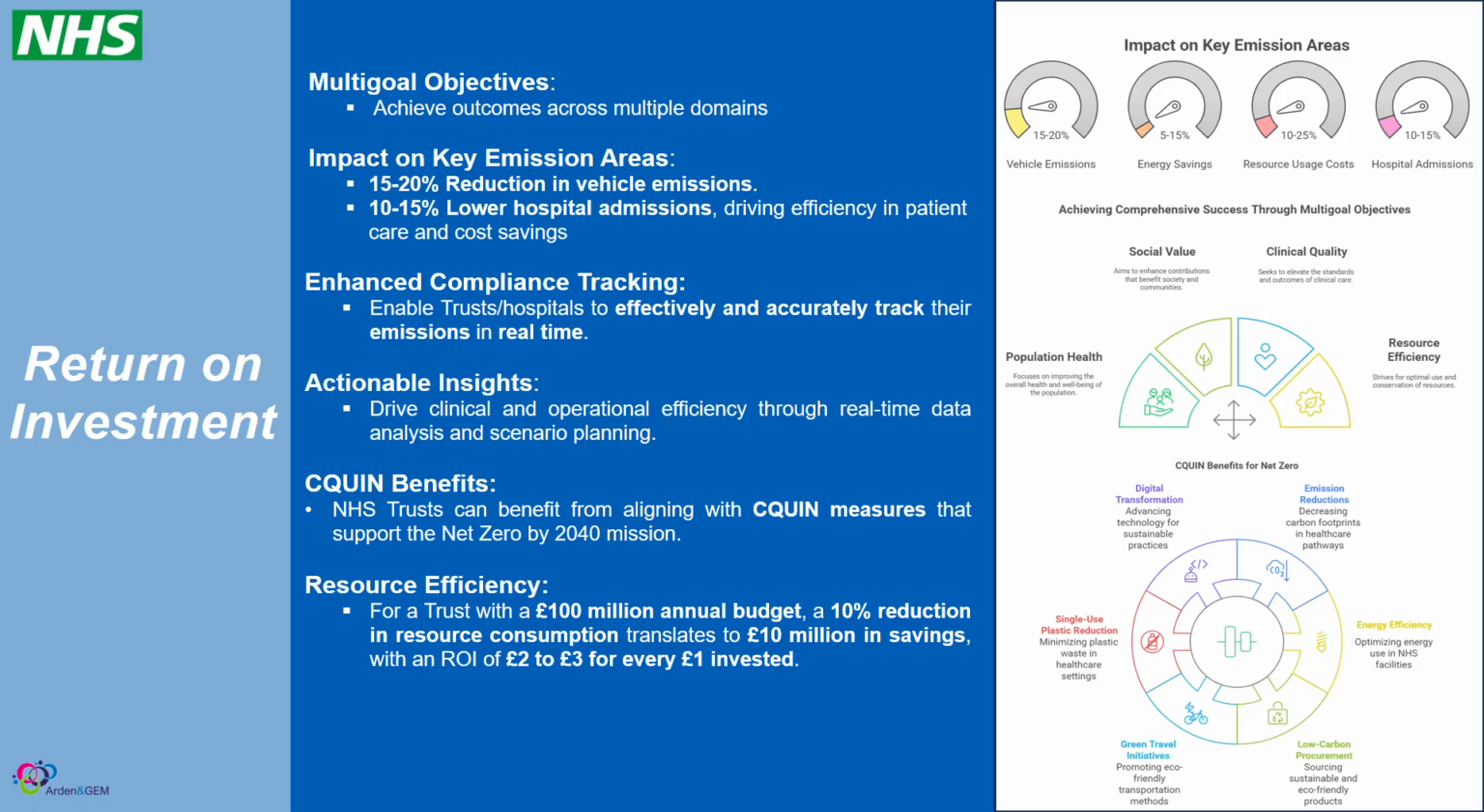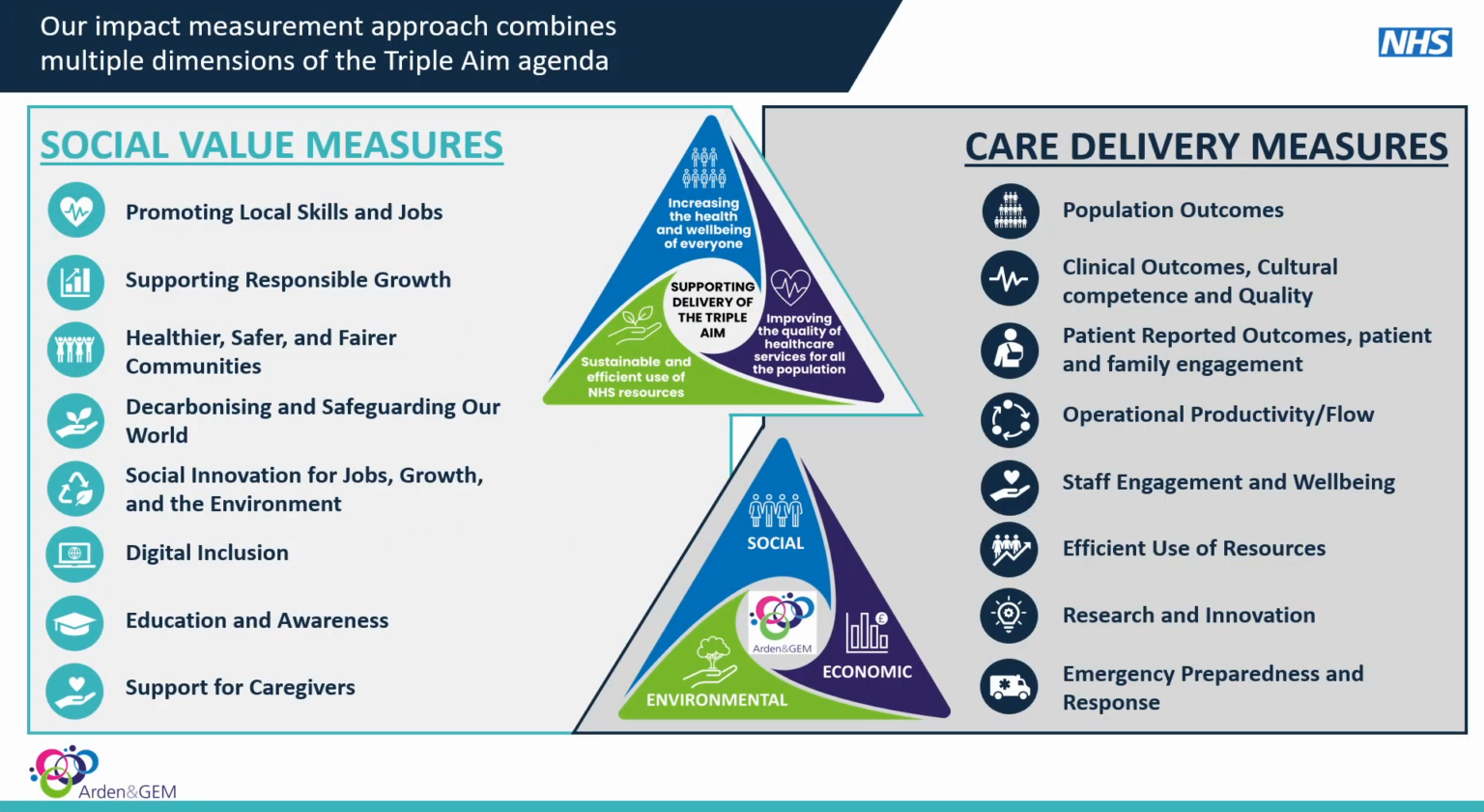Real-time compliance tracking and actionable insights support NHS Net Zero 2040 goals and CQUIN measures. A 10% resource reduction on a £100 million budget saves £10 million, offering a £2 to £3 return for every £1 invested. Aligning with the Triple Aim agenda, the impact measurement approach integrates social value and care delivery, driving sustainable improvements across social, environmental, and economic dimensions. It empowers the NHS to achieve net zero by 2040 while delivering value to patients and communities.